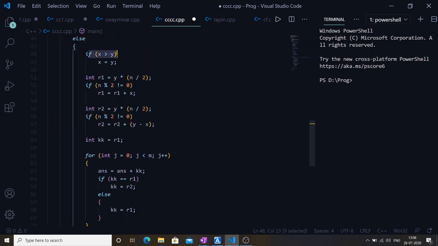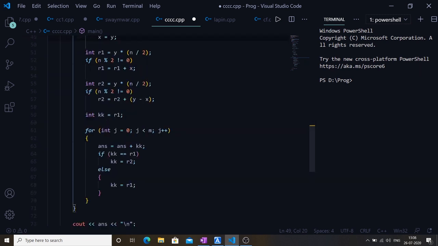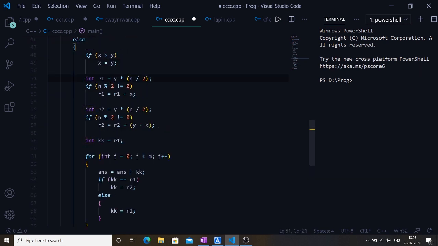And now for the normal condition. If x is greater than y, we make x equal to y, because I already told you you cannot put negative. Okay. And see this now. What we are going to do is initialize two rows. For r1 is equal to y into n by 2, I already explained. Y is the sum of two blocks and n by 2 is the number of pairs of blocks.